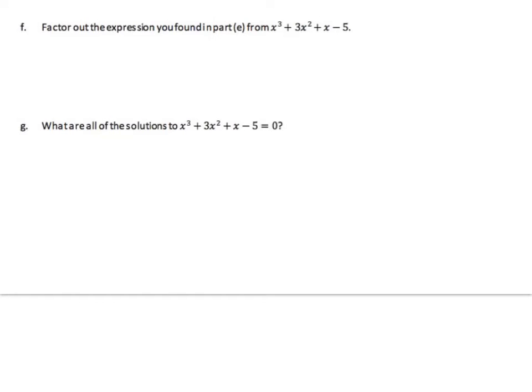Factor out the expression you found in part E from the given. I found the easiest way to do this is to do some division. We haven't done that in a little while, so let's go ahead and practice it. I'm going to do synthetic division. So I'm going to list the coefficients, 1, 3, 1, and -5, for cubed, squared, first power, and constant. My solution was x minus 1, so I need a 1 here.